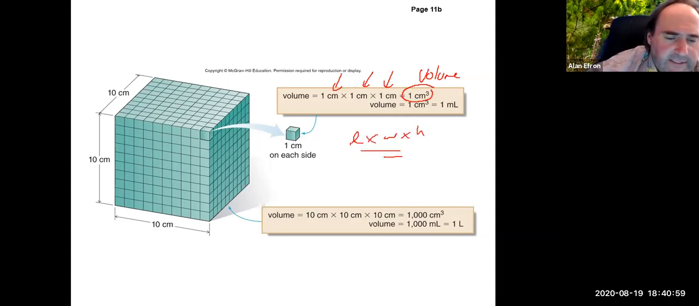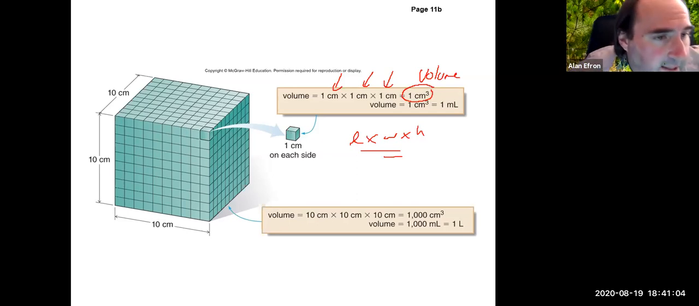This is something that we see a lot, especially when we talk about density. That's a very common way that we calculate the volume when dealing with density. And that's a very common unit of density, part of it is cubic centimeters. So we do see that a lot, especially when we see density as well.